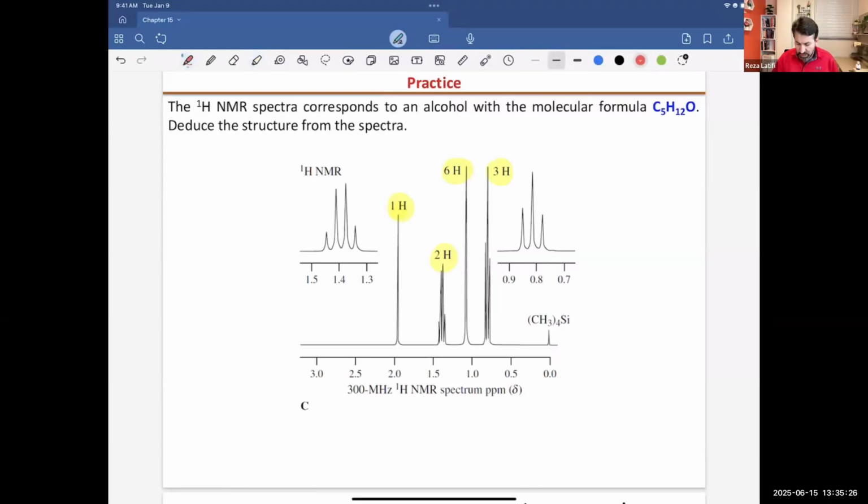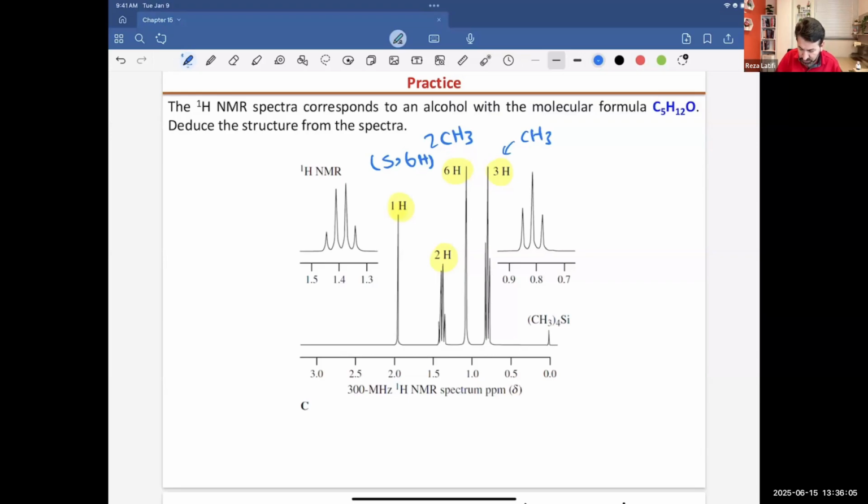Now, how do I use those splittings? Let's look at 3H and 6H. The 3H is telling us that we might deal with a CH3. And the 6H is also CH3, but I might have 2 of them. The splitting is telling me this one is a singlet. So I have a singlet for 6 hydrogens. That means maybe I have 2 methyls, and those 2 methyls are terminal, and the neighbor carbon has no hydrogen attached to it.